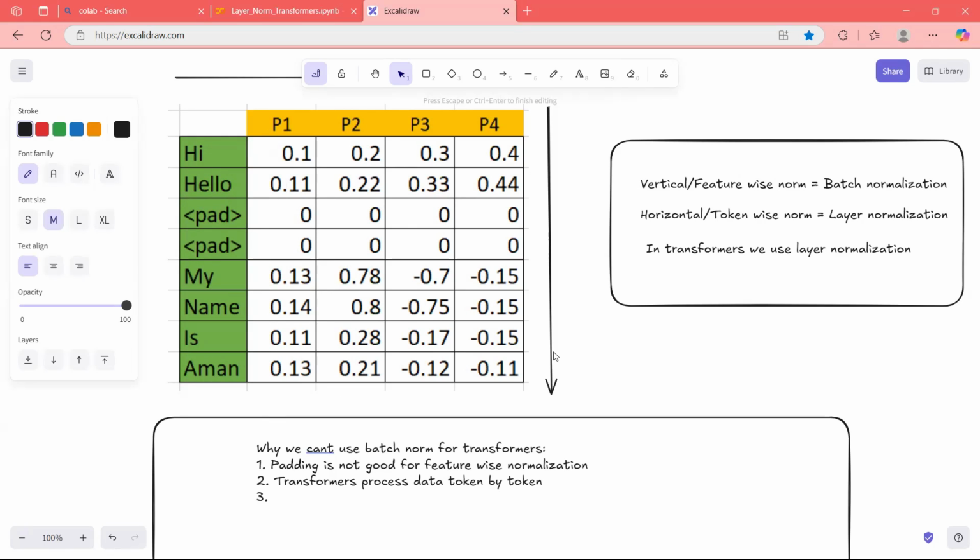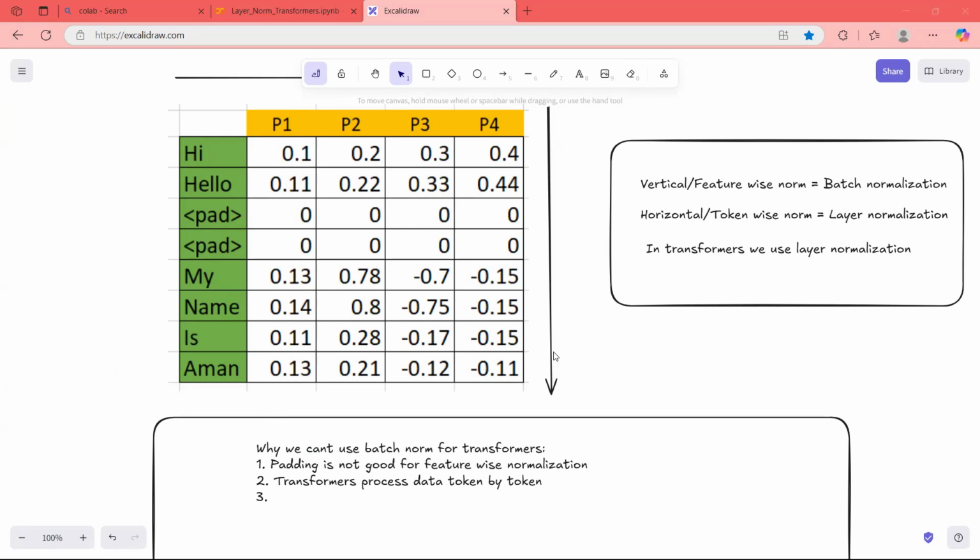The third reason why vertical normalization or feature normalization is not recommended in transformers is many times batch size will be 1. So let me write it here.